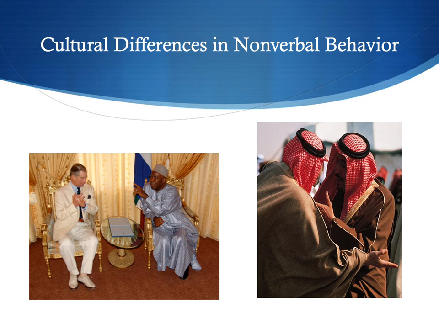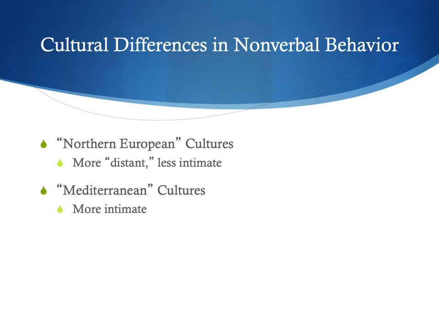Much of what we know about cultural differences in nonverbal behavior comes from the work of Edward T. Hall, the anthropologist who was the pioneer in studying interaction distances. And he classified cultures for nonverbal purposes as being in one of two categories. He describes Northern European cultures versus Mediterranean cultures. Northern European cultures, on average, correspond to the low-context cultures we talked about on a previous slide. The norms in these places are for less intimate nonverbal behaviors. So you have bigger interaction distances, lower levels of eye contact, and so forth.